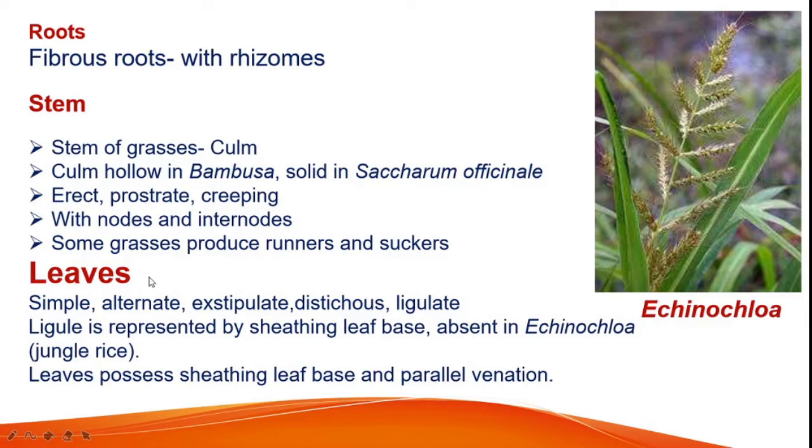Coming to the structure of the leaves. Leaves are simple, alternate, exstipulate, distichous, ligulate. The ligule is represented by the sheathing leaf base, and that is absent in Echinochloa, that is known as jungle rice. This is the plant Echinochloa. The leaves possess sheathing leaf base and parallel venation.